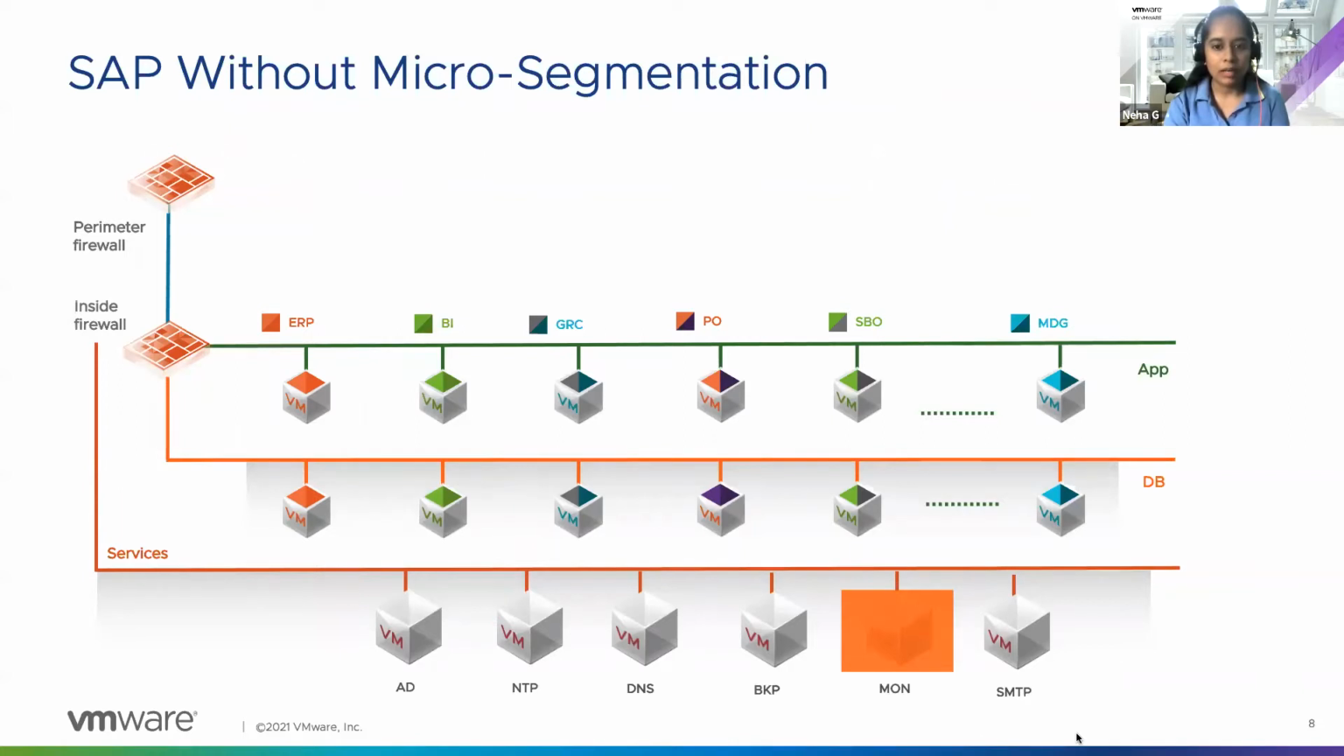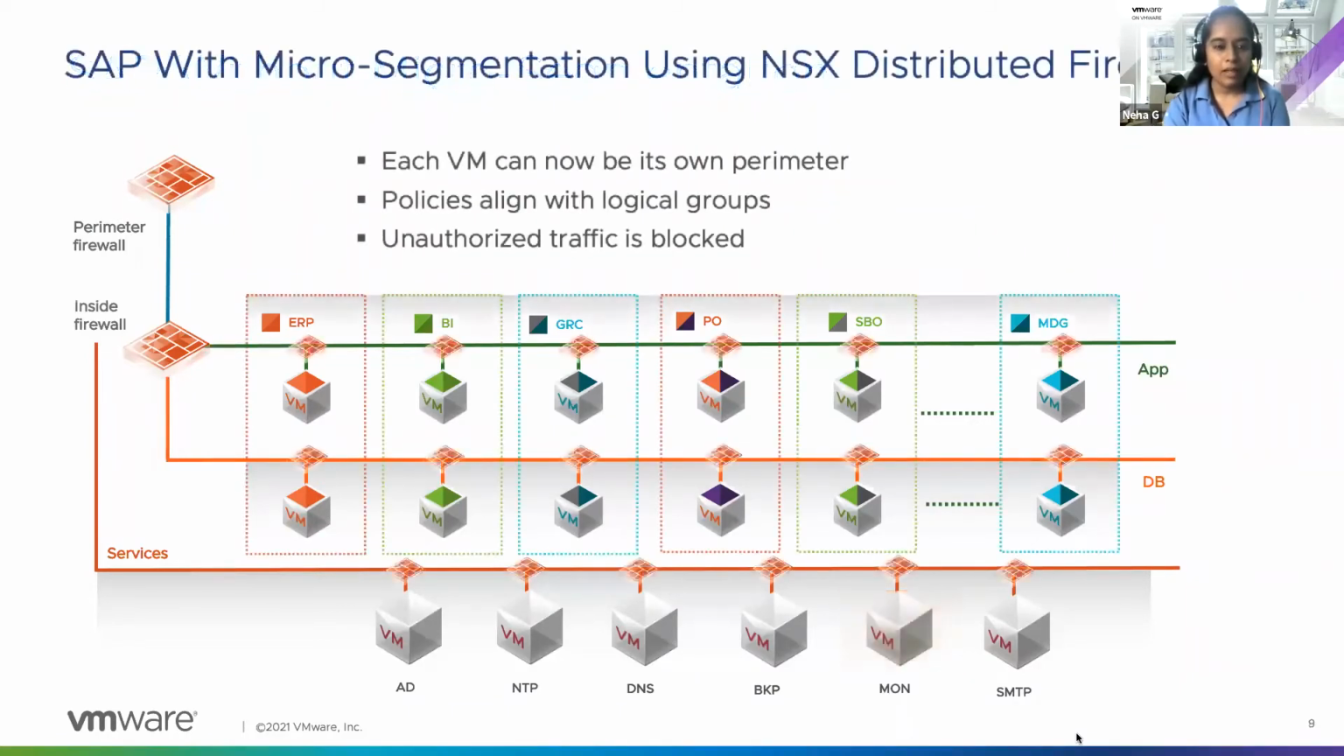For example, a monitoring server can establish connection to any of the VMs which are inside the firewall. When we micro-segment SAP using NSX distributed firewall, each VM will now fall into its own perimeter. Policies are aligned with the logical groups and any unauthorized traffic gets blocked right at the VNIC level.